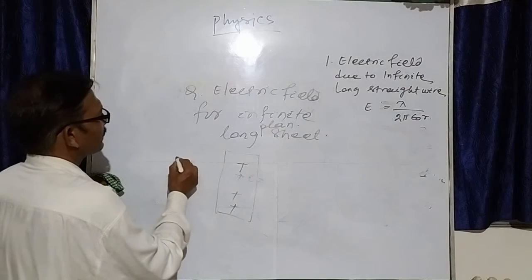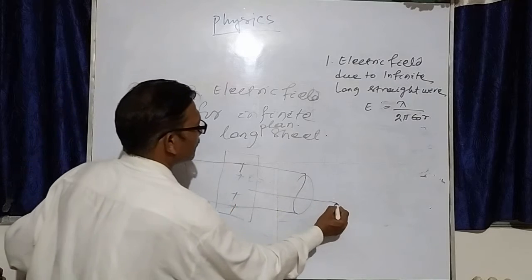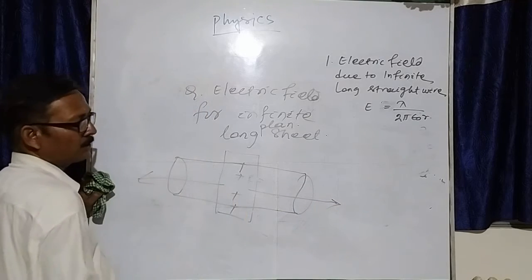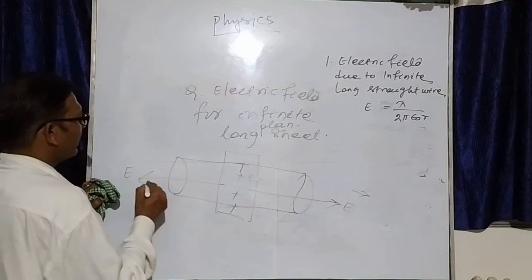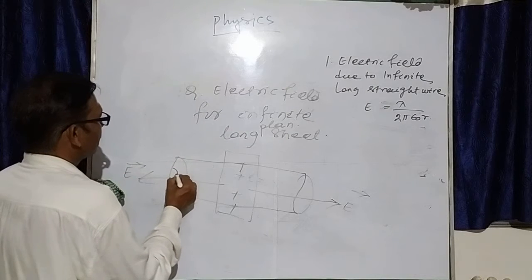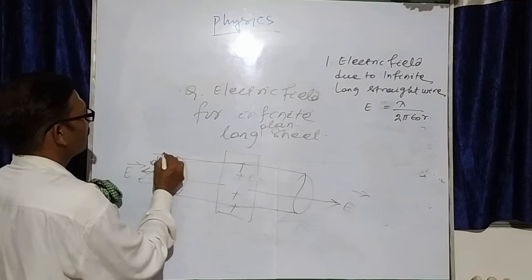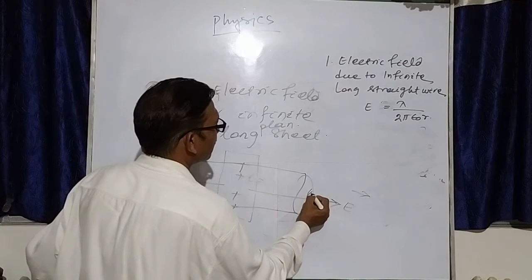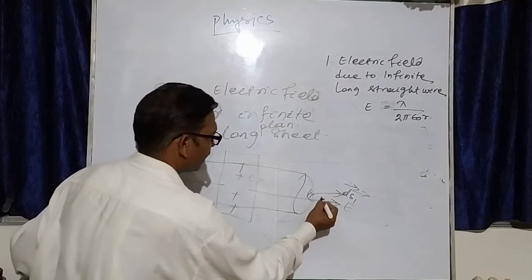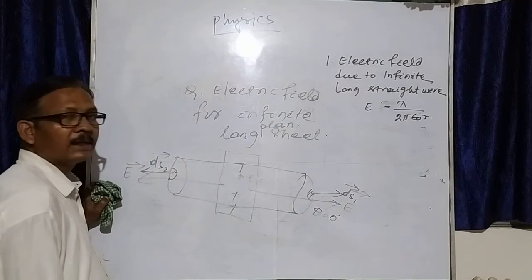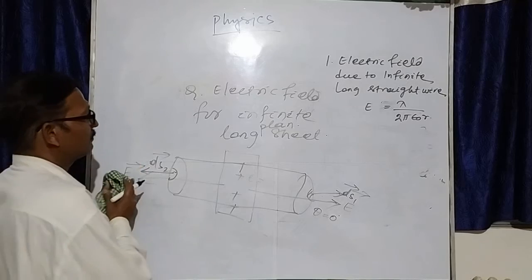Consider also a cylinder. Lines of force go in this direction, perpendicular to the positive charge. This is called your E. This surface area is like this, ds2. This is called surface area, ds1. Same direction, so the angle is 0 degrees. Theta is 0 degrees between the electric field and the surface area.